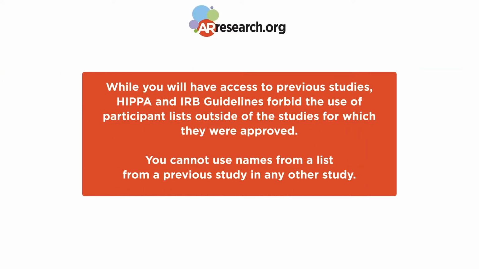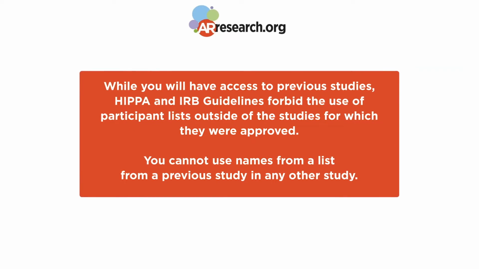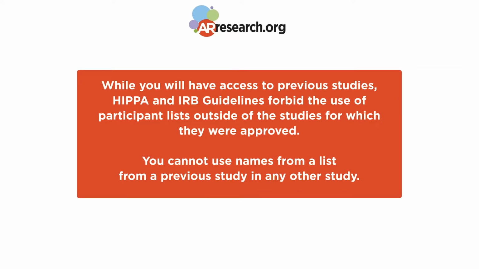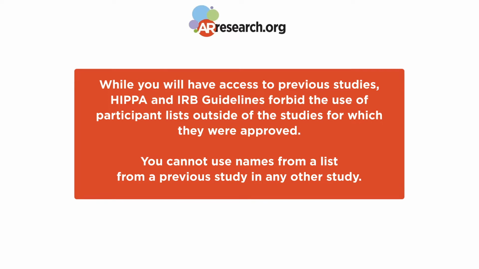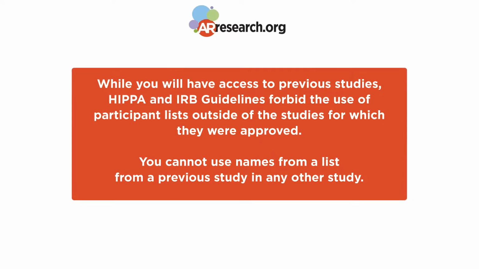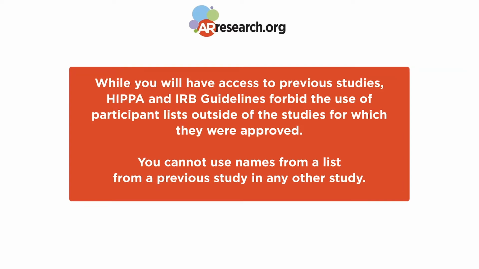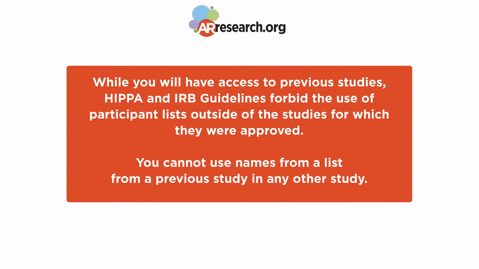Note that while you will have access to previous studies, HIPAA and IRB guidelines forbid the use of participant lists outside of the studies for which they were approved. In other words, you cannot use names from a list from a previous study in any other study.